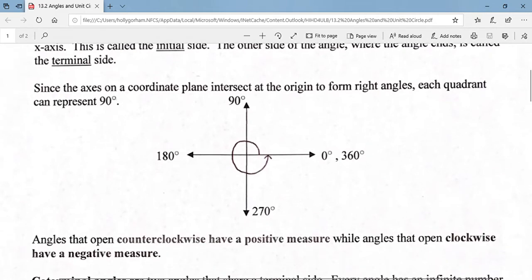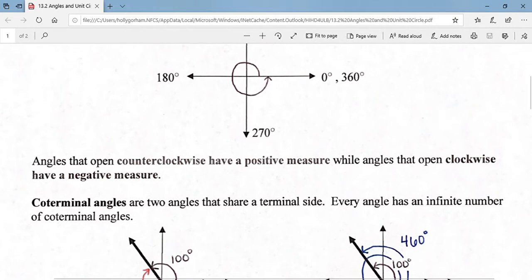Now, angles that open in a counterclockwise direction have a positive measure, while angles that open in a clockwise direction will have a negative measure. So when you have positive and negative angles, the positive and negative is only telling you the direction. It's not telling you anything about the size of the angle.